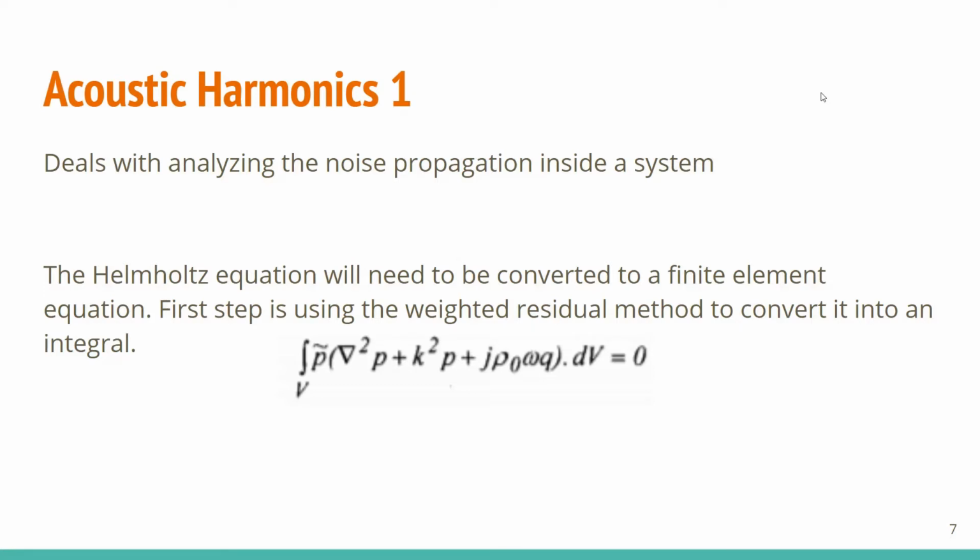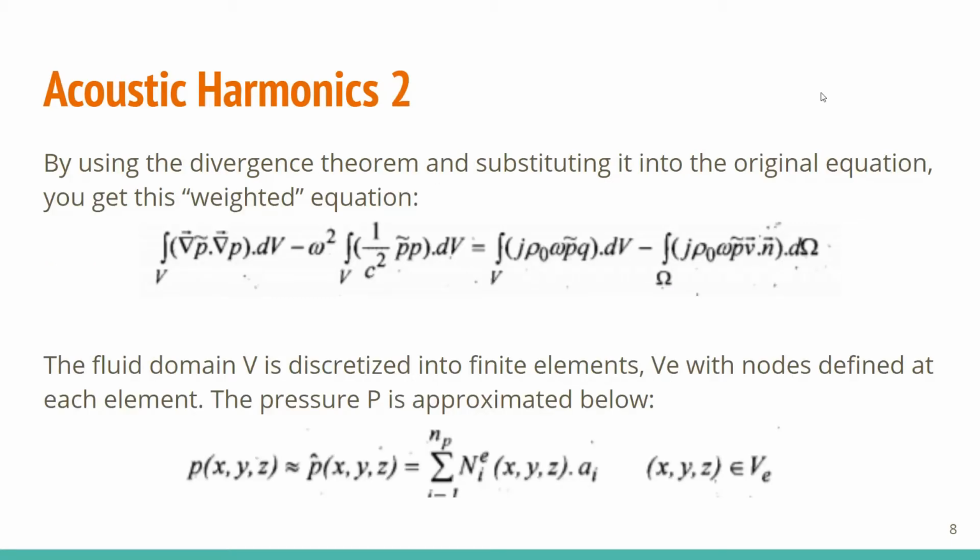So the Helmholtz equation will be used to convert to a finite element equation. First step is using the weighted residual method to convert it into an integral, as we see below. As you can see, the integral looks very similar to the Helmholtz equation, and so from this integral, we use the divergence theorem and substitute it into the original equation. You get this weighted equation.